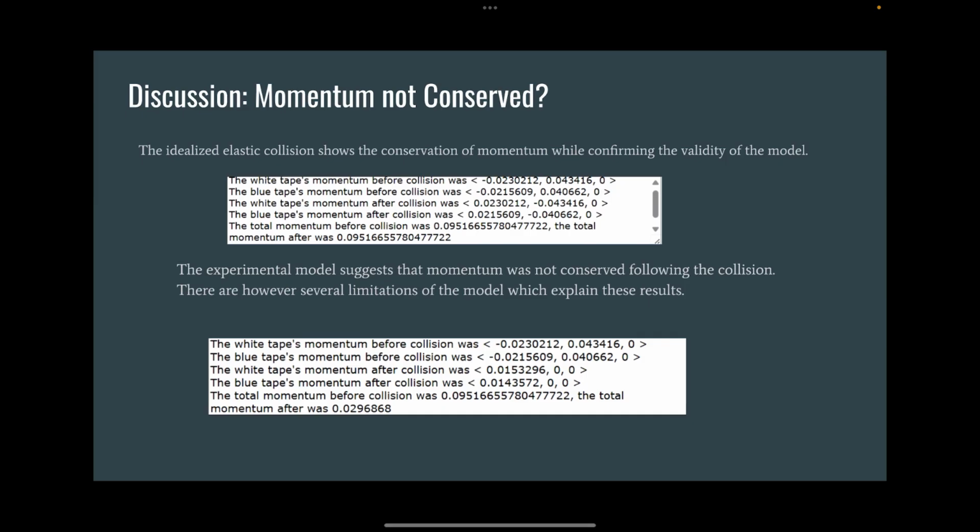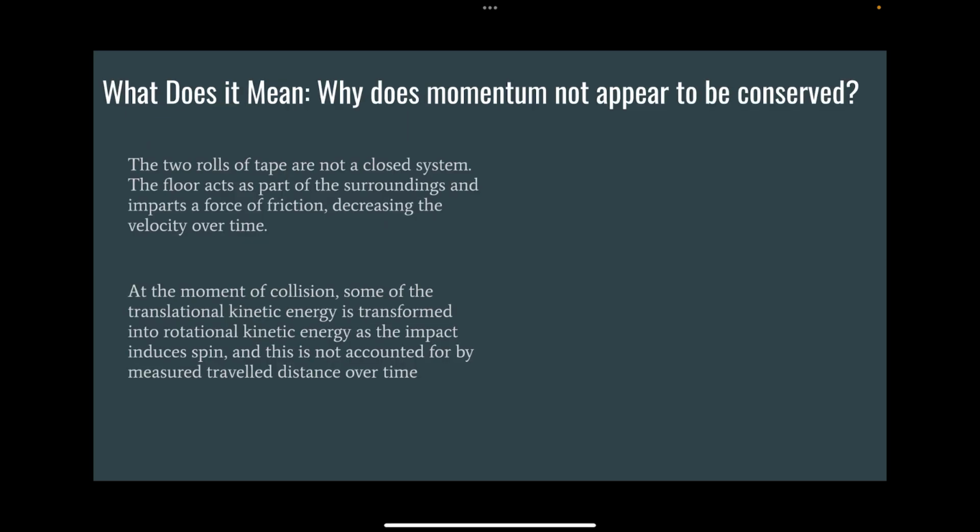So was momentum not conserved? As a control, the idealized elastic collision shows the conservation of momentum while confirming the validity of the model, as momentum before and after was equal to 0.095. Whereas the experimental model suggests that momentum was not conserved following the collision. However, there are several limitations in the model which explain these results. Obviously, the momentum went from 0.095 to 0.029. So why does momentum not appear to be conserved?